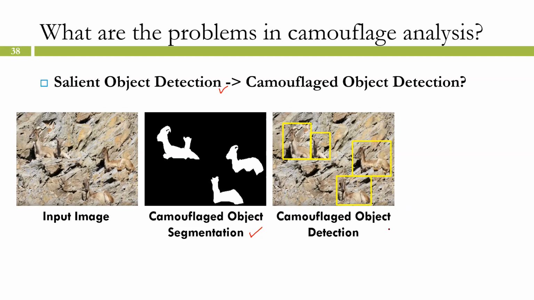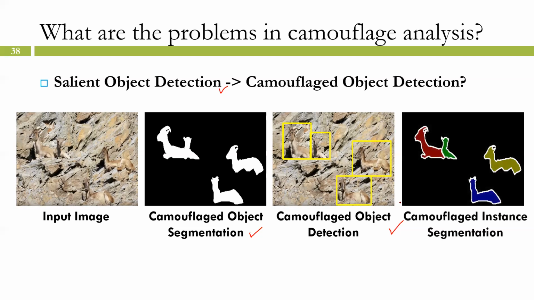And also we have camouflage object detection, where we only focus on the boxes. We try to detect the bounding boxes of the camouflage object. And we also have another problem, camouflage instance segmentation. We have so many problems to be solved in camouflage analysis, and we focus on the first one, camouflage object segmentation, first.